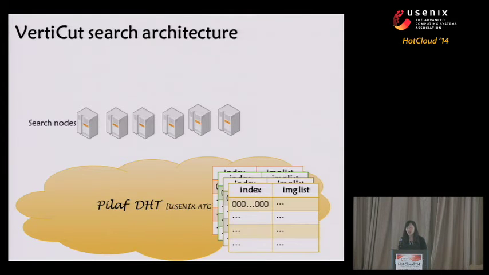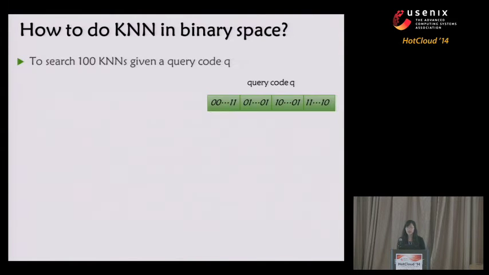Then we store our four index tables into the PLAF DHT. And then, on top of the PLAF DHT, we have a set of search nodes. When a query binary code Q arrives, it dispatches the query to one of the search nodes, and the search node does the k-nearest neighbor search using DHT get to these index hash tables. Now, let me introduce how we do the k-nearest neighbor search in the binary space.